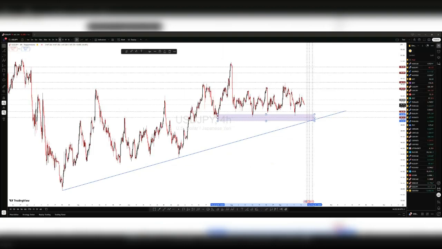Hold on, guys. I want to see your messages. So our sentiment on USD JPY for this week is bullish until price breaks below that particular low.